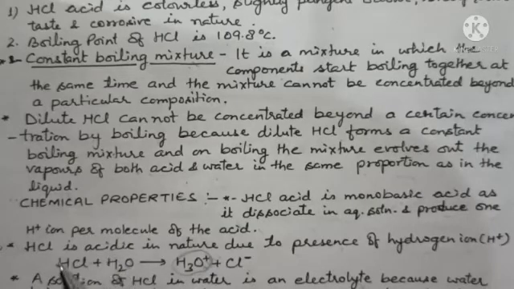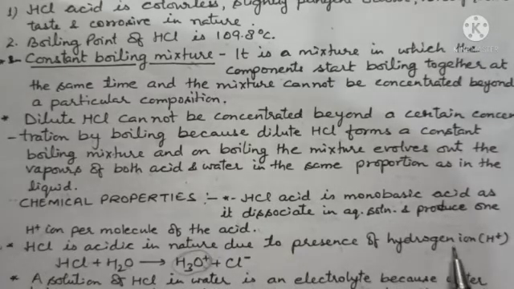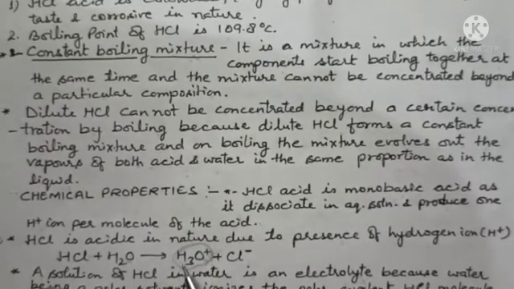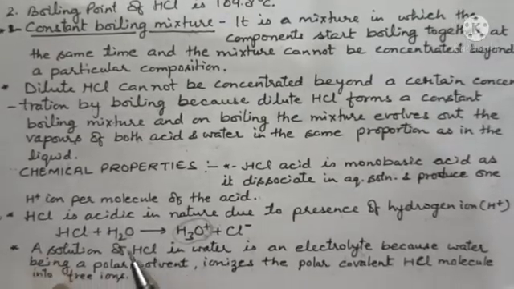Now next, hydrochloric acid is acidic in nature. Why is it acidic in nature? Because of the presence of hydrogen ions. When hydrochloric acid is dissolved in water, it produces hydronium ions, and because of these hydronium ions, hydrochloric acid behaves as acidic in nature. Now next, a solution of hydrochloric acid in water is an electrolyte.